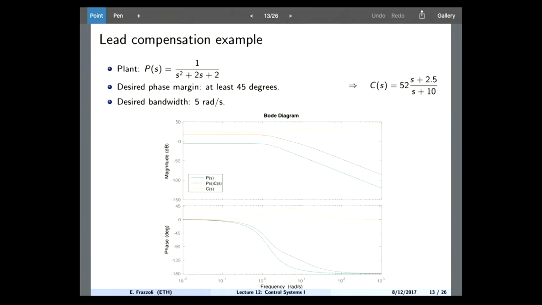Example, right? So let's say that we have this plant, okay? So this is two stable zeros, two stable poles at square root of 2, okay? What I want is a bandwidth of 5 radians per second, and I want a phase margin to be at least 45 degrees, okay? So the original transfer function is the blue one, okay? As you see, this is actually a fairly slow system, right?